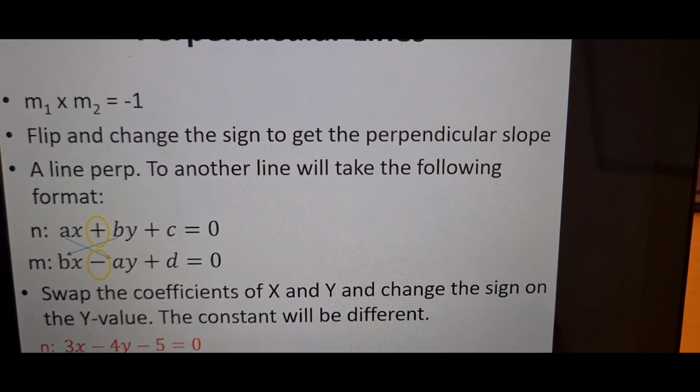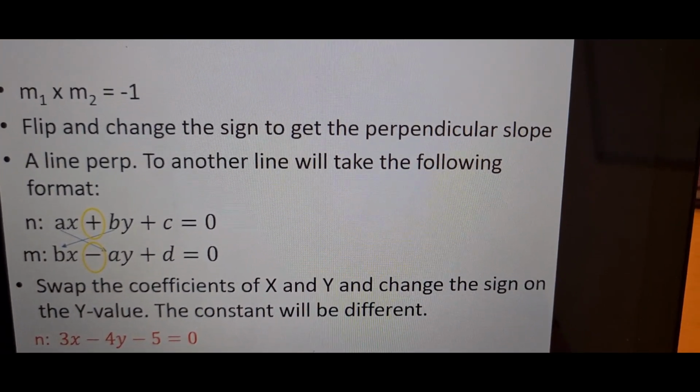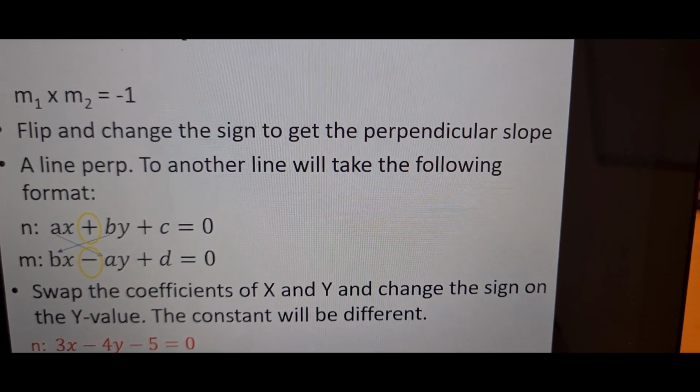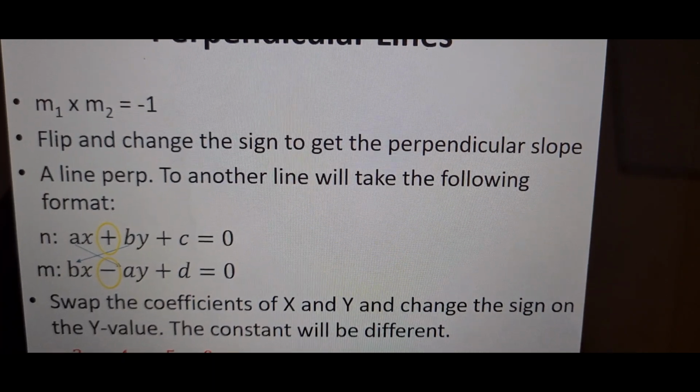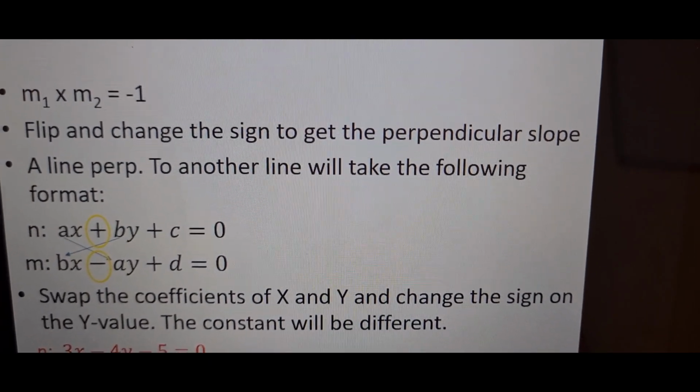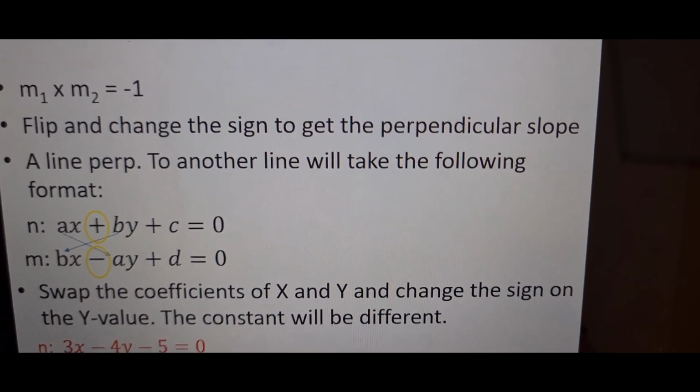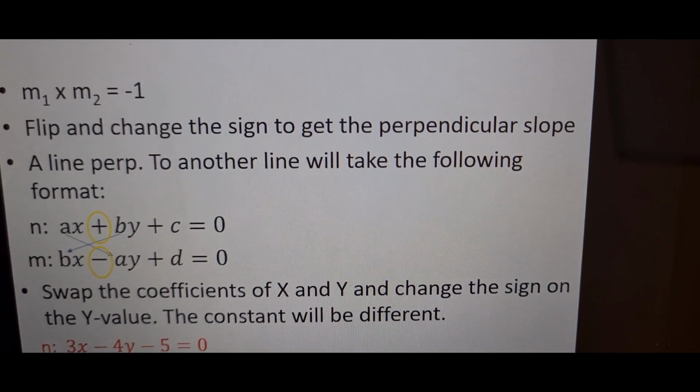Okay, in the next bullet point it says, flip and change the sign to get the perpendicular slope. If you have the slope of one line and you're asked to get the slope of a line that will be perpendicular to it, that's all you have to do. Flip the slope upside down and change the sign. So if it was positive, it would now be negative.